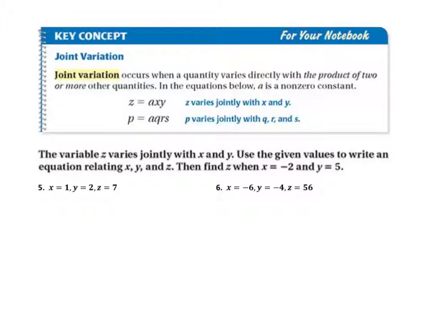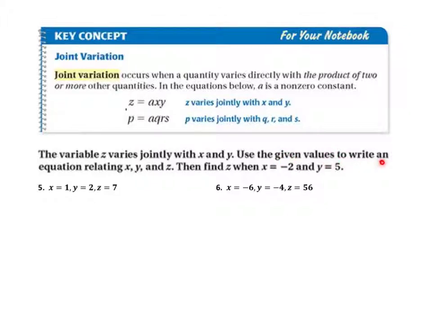Now joint variation occurs when a quantity varies directly with the product of two or more other quantities in the equation below. So see how it says z varies jointly with x and y, and it's z equals a times xy. P varies jointly with q and r, so p is what it equals. Q, r, s are the other three. So let's look at these. It says the variable z varies jointly with x and y. So that means I'm using this one.